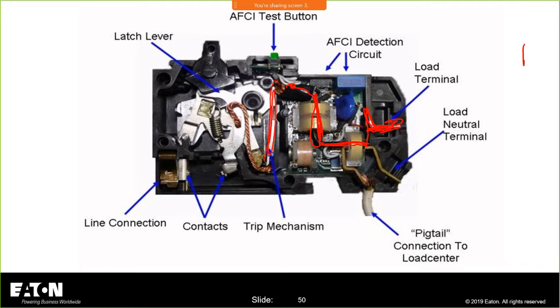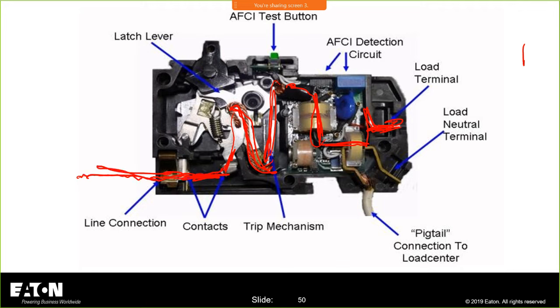Comes down through here, and then you see this little rope here? It's a flexible cord, but that is what gets you to the contact. And this breaker is open right now, but when this closes, that completes your circuit.